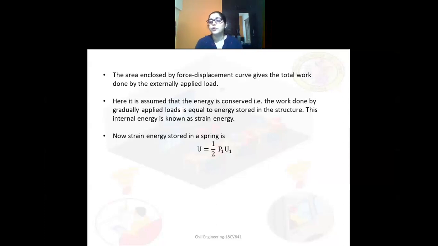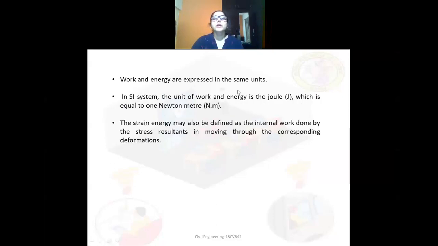Now, the strain energy stored in the spring is U equal to half into P1 into U1, that is, half into force into displacement. Work and energy are expressed with the same units. In the SI system, the unit of work and energy is the joule, which is equal to 1 Newton meter. The strain energy may also be defined as the internal work done by the stress resultants in moving through the corresponding deformations.